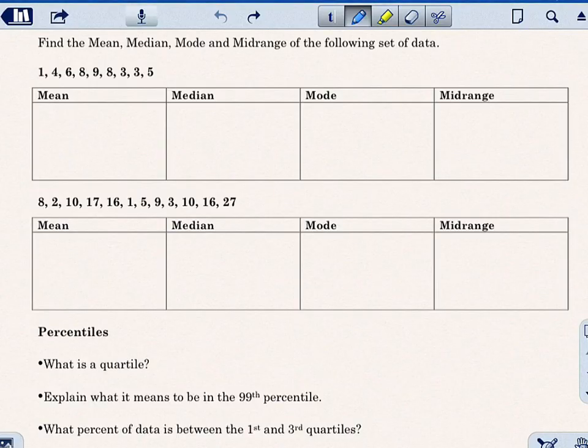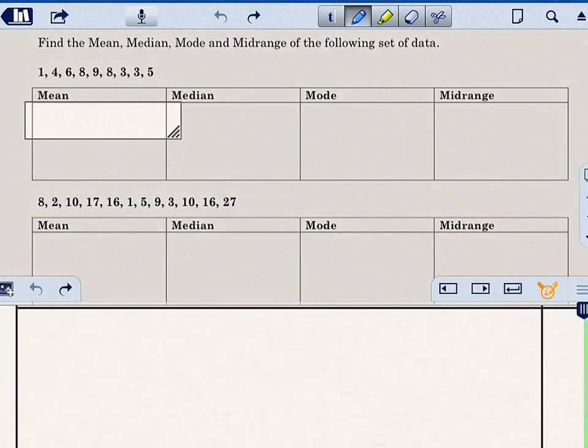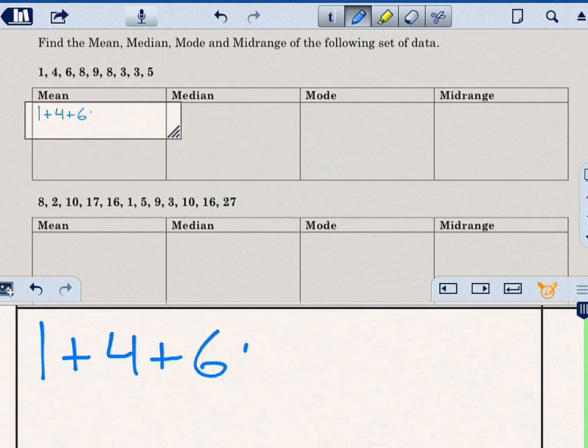All right, so for our first example, we want to be able to find all 4 measures of central tendency, the mean, median, mode, and mid-range for the following set of data: 1, 4, 6, 8, 9, 8, 3, 3, and 5. So first, let's deal with the mean. So the mean, what we want to do is sum up all the pieces of data. So we just want to add all these up here.